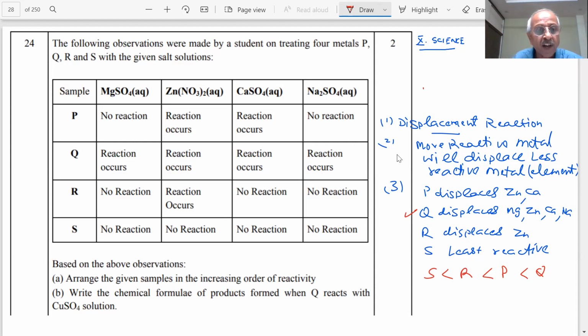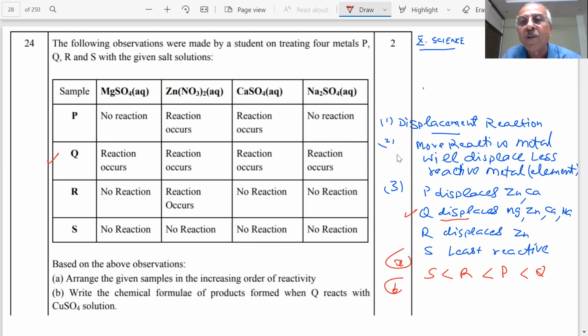Next question, students. Write the chemical formula of the product formed when Q reacts with copper sulfate. It is very clear. You know that Q is the most reactive. This was our answer A. And for B, Q is the most reactive. It displaces magnesium, zinc, calcium, sodium. Therefore, it will also displace copper from its salt solution. Copper is present lower than zinc, magnesium, and sodium in the reactivity series.